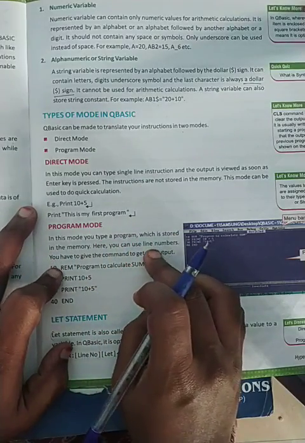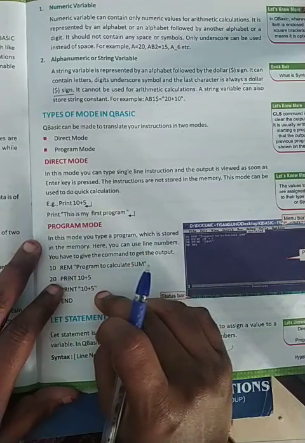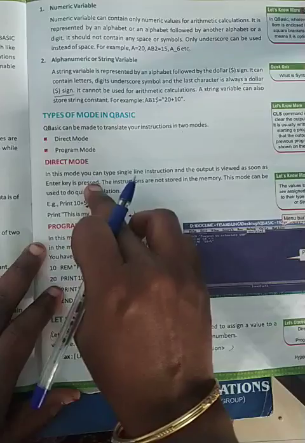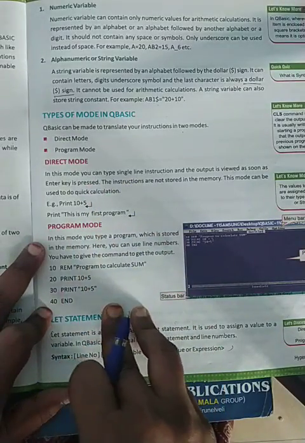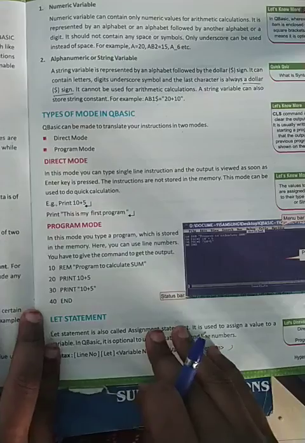Whereas in the program mode, it is stored in the memory. You should use the line numbers, and you should use a command to get the output also. So the 2 modes are the direct mode and the program mode. Now we are going to see a few statements which we are going to use in QBasic.